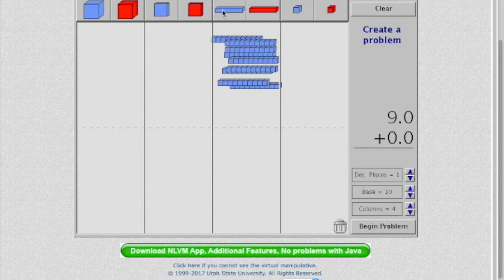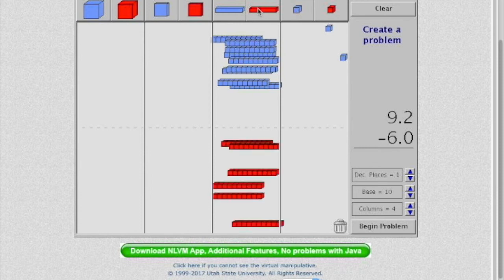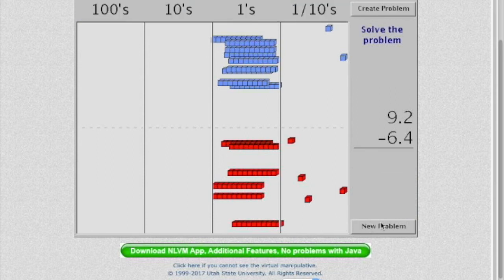Now this is what it looks like. Well, actually, this is what I visualize in my mind now, ever since I found this website. And I'm subtracting 6.4. Now, when you get on this, because you'll be able to get on this next week, probably, if you don't hit begin problem, it doesn't work. So make sure you hit begin problem.